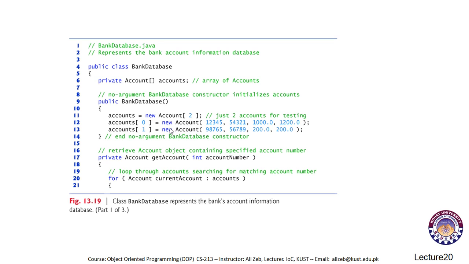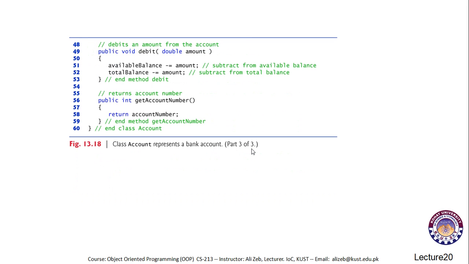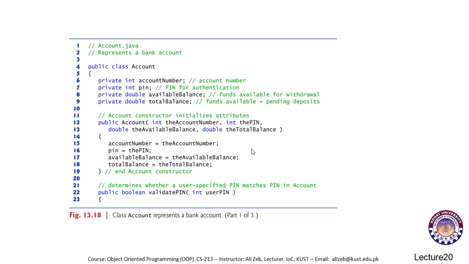We can alternatively get these details from our database, but since we are not using the database, we can hard code these into the elements of the accounts array. So currently our bank database has 2 accounts with these details: the account number, the PIN code and the balance in those accounts, etc. These are the details required by the constructor of the Account class. So we have the account number, the PIN code, the available balance and the total balance of the user.